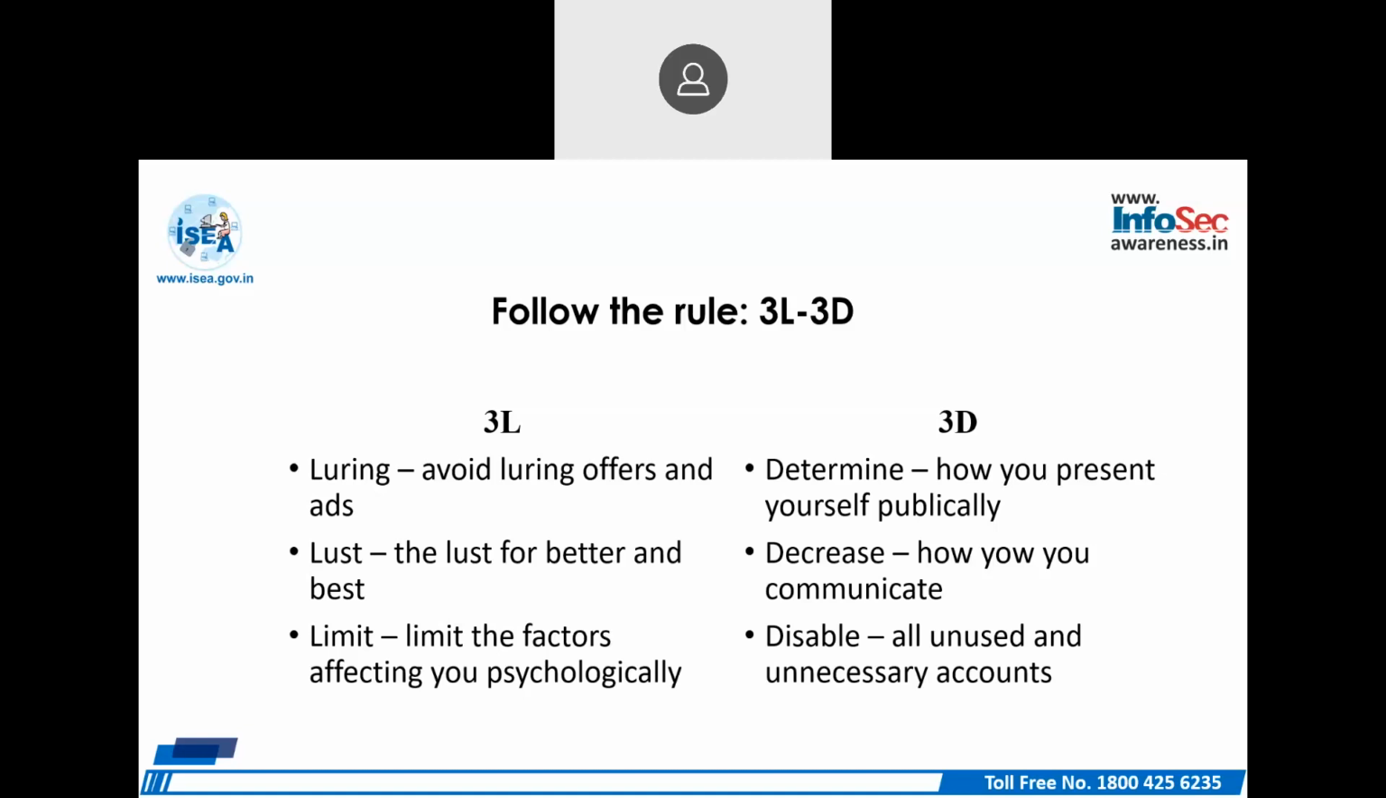And the third one, which I'll call the 3D rule: determine, decrease, disable. Determine how you present yourself publicly. Any time, I request you all, please go on incognito mode in your browser, log out from all your accounts and just check. If I search Yugal Pathak on the internet, what all information am I getting about me? If I am checking Rohit Tyagi on the internet, what am I getting about him?